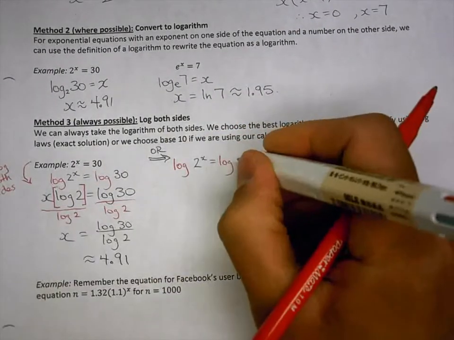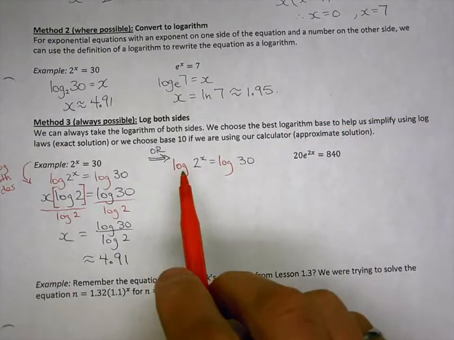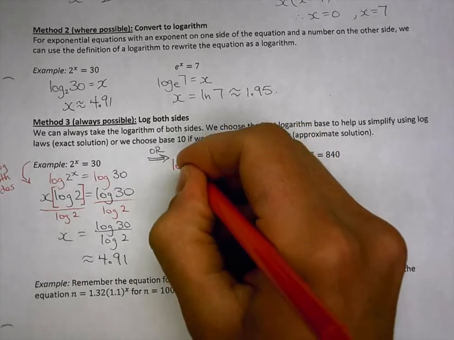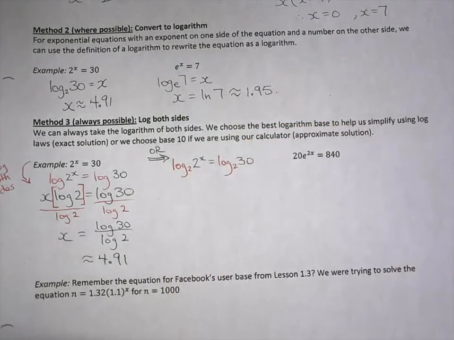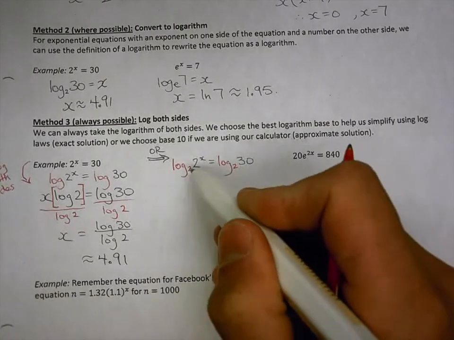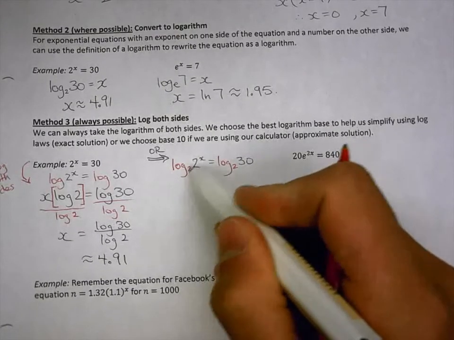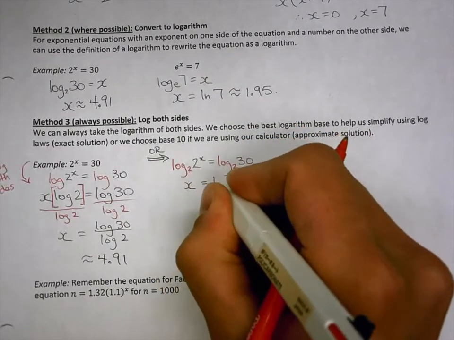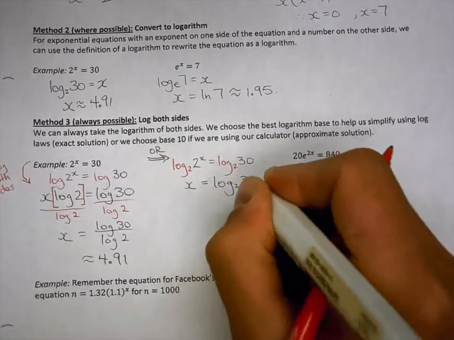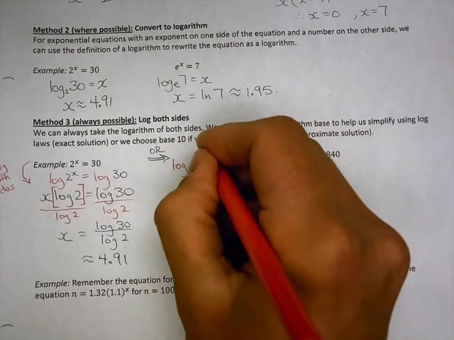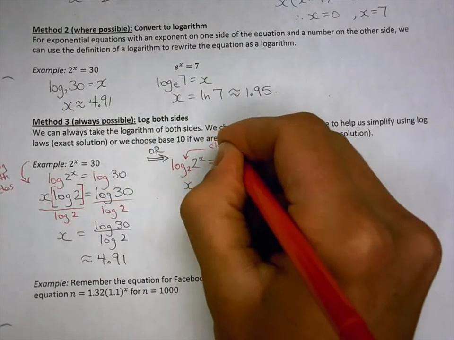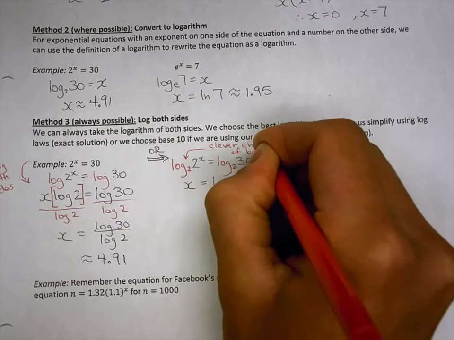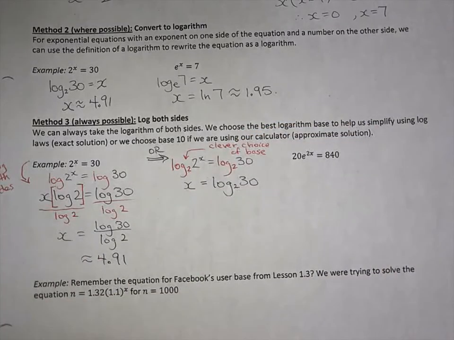So I logged both sides. What's a more clever base that I could use? Well, if I did a log base 2, again, it has to be the same on both sides. Look at what happens. The log base 2 and the 2 to the power of x undo each other, right? They're inverses, so I'm left with just the x. So my answer is log 30 base 2. So I used here a clever choice of base. And I got this answer.